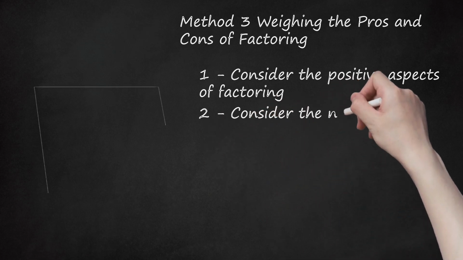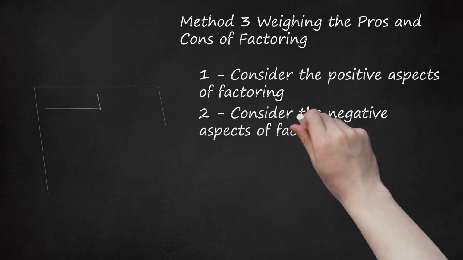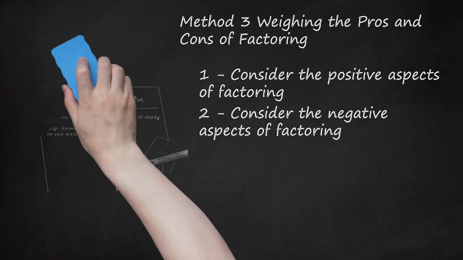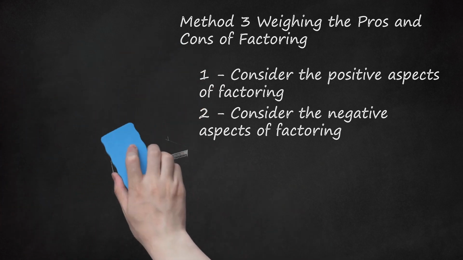2. Consider the negative aspects of factoring. Over time, you may be losing a lot of money that you are paying as fees to the factoring company. It might be more profitable to get a line of credit from a bank to help with cash flow, secured with your receivables. However, factoring might be the best solution if you have bad credit, an unproven business venture, or nothing to offer as collateral.